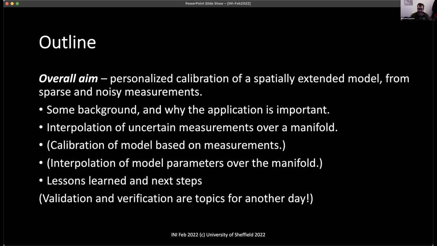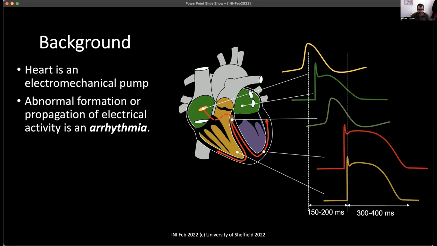I'm going to talk a bit about some background, why this application is important. I'm going to spend quite a bit of time talking about how we can interpolate uncertain measurements over a manifold. I'll talk a little bit about calibration and a little bit about interpolating uncertain model parameters, and then conclude. I'm not going to touch at all on validation and verification.